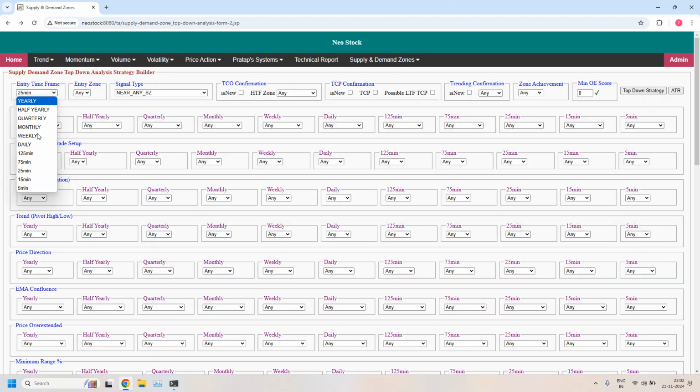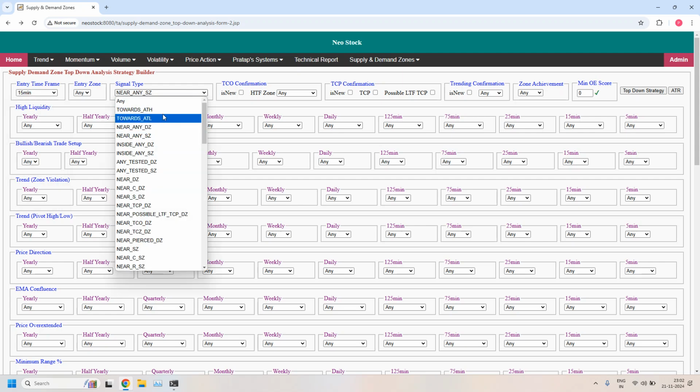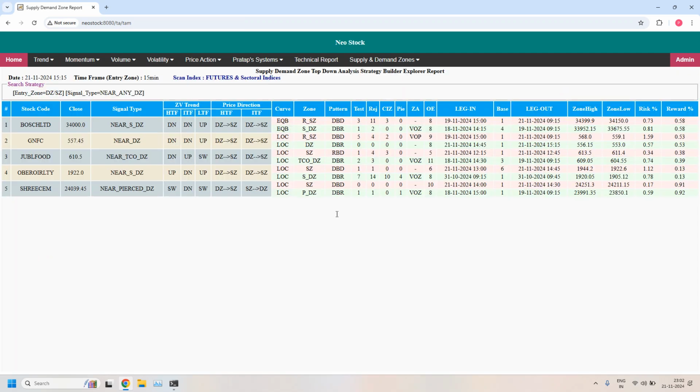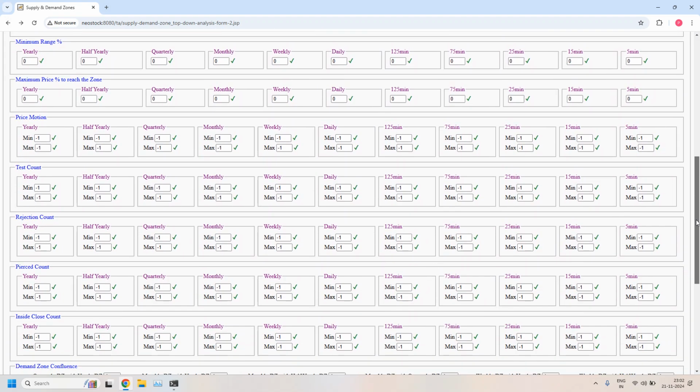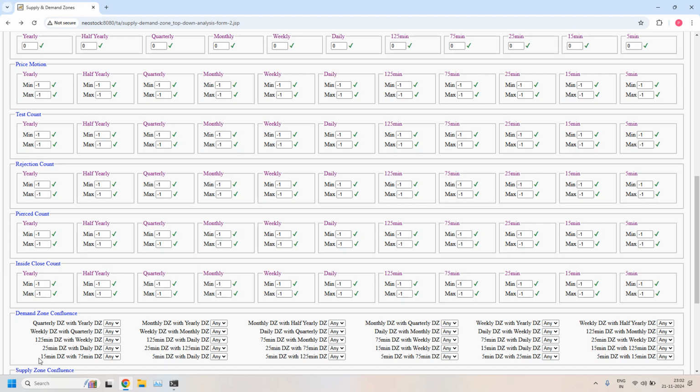Next time frame is 15 minutes. Let's find the stocks near 15 minutes demand zone. 5 stocks are filtered. Let's identify how many of these zones are having ITF demand zone confluence. That is 15 minutes demand zone with 75 minutes demand zone confluence. Enable the filter.